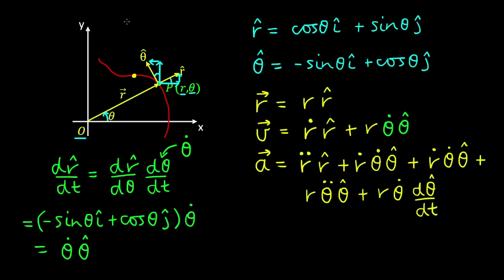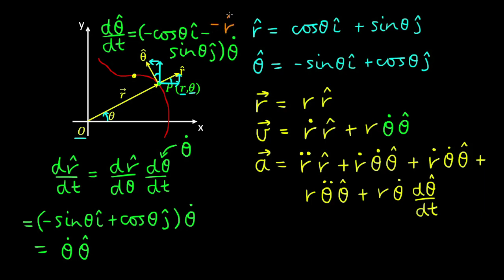So similarly, by the chain rule, we can find d theta hat dt by first differentiating theta hat with respect to theta. So we get minus cosine theta in the i direction, minus sine theta in the j direction, multiplied by d theta dt. So the term in the brackets is equal to minus r hat. So therefore, we can replace this term. So we get minus r theta dot squared in the radial direction.